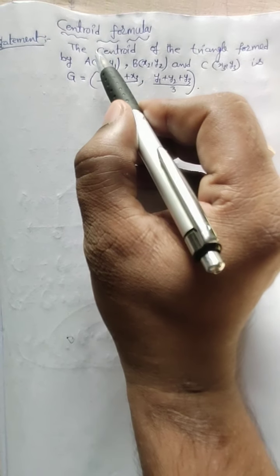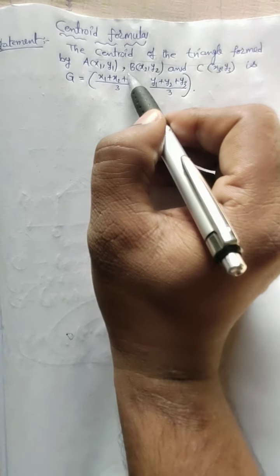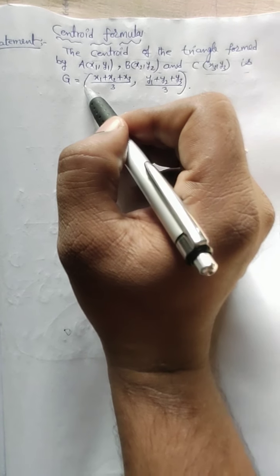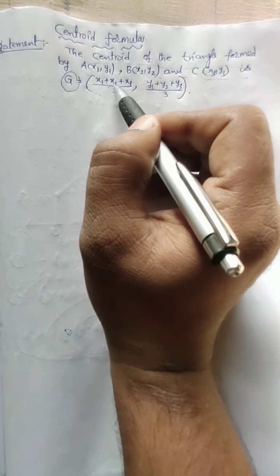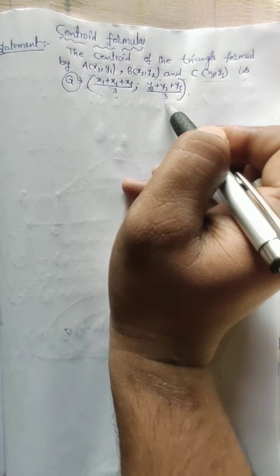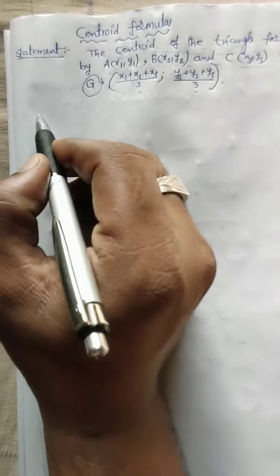Okay, what is the statement? The centroid of the triangle formed by A(x1, y1), B(x2, y2) and C(x3, y3) is G. G is the letter denoted by centroid: ((x1 + x2 + x3)/3, (y1 + y2 + y3)/3). This we are going to prove here. So, proof.